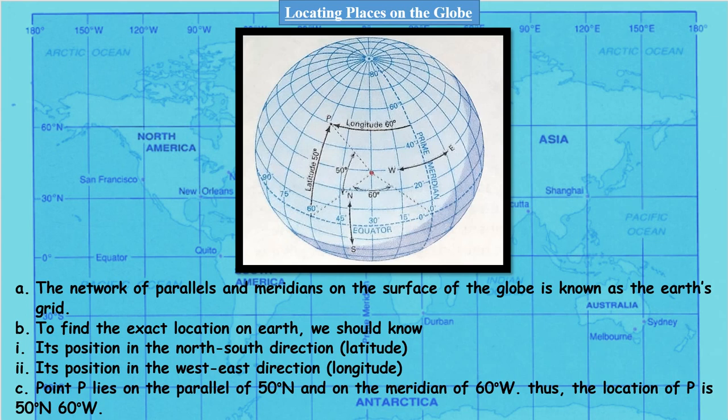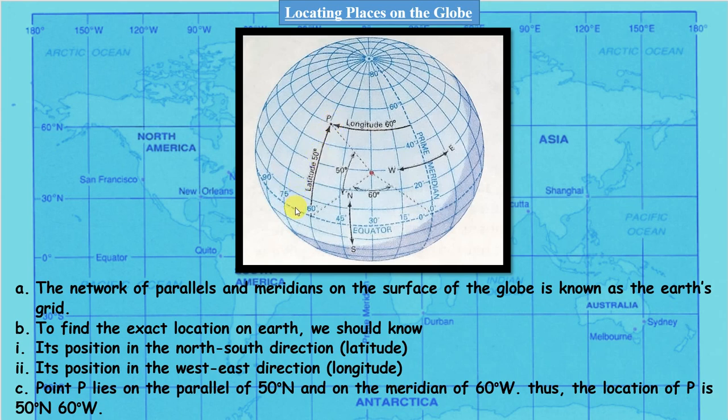So let us find out the location of P, and let me tell you one more thing: whenever we have to write a location, we write the latitude first. We have to write the latitude first and then we'll follow it up with the longitude. So let us see point P.